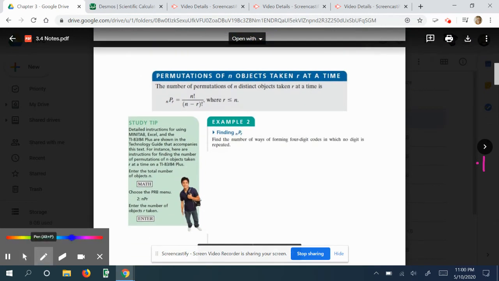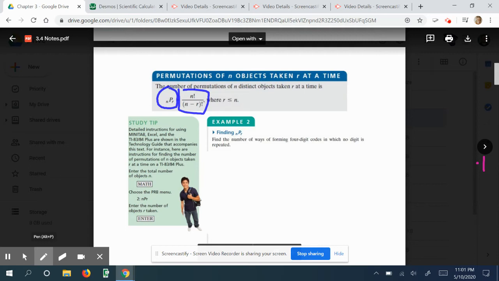Now, what is the equation for permutations? Okay, so right here it says the number of permutations of n distinct objects taken r at a time is this right here, n factorial over n minus r factorial. And we use this notation, which is nPr. So n objects, r at a time.